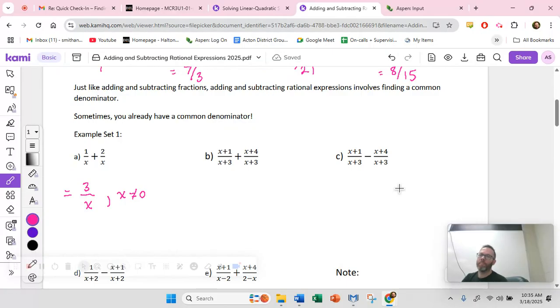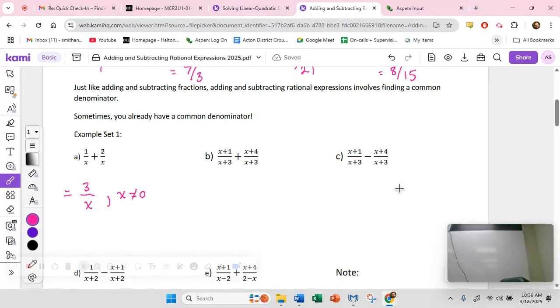Let's look at b. Oh boy, x plus 1 over x plus 3 and x plus 4 over x plus 3. We're adding these together. We're just applying those skills we already have. Do we have a common denominator?